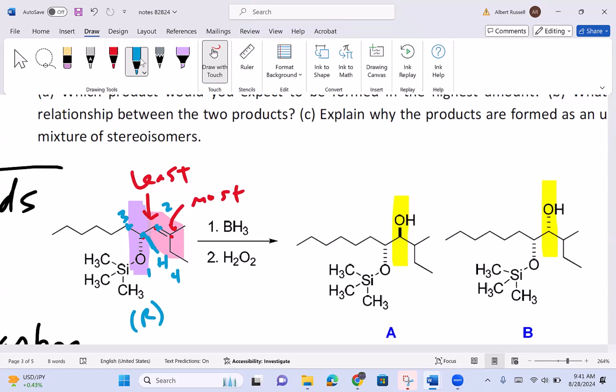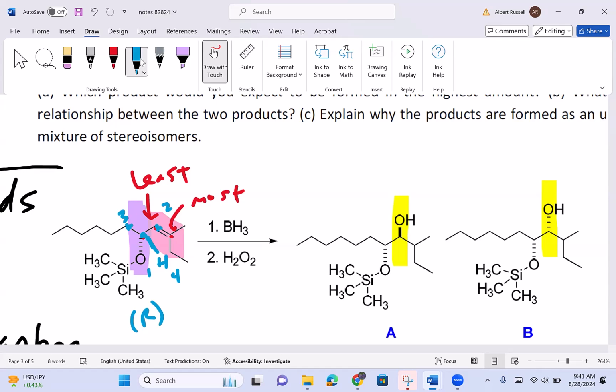So the explanation for why the two products are formed in an unequal mixture of stereoisomers is that one of my starting materials is already chiral. So chiral plus achiral is going to give you an unequal mixture of stereoisomers.